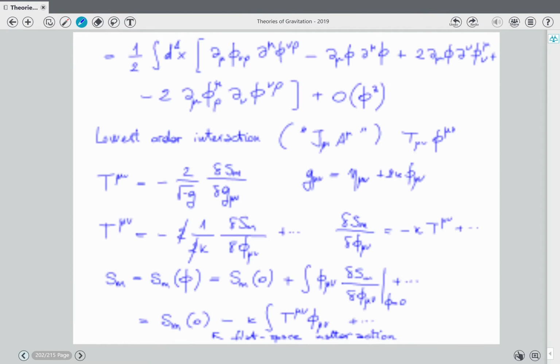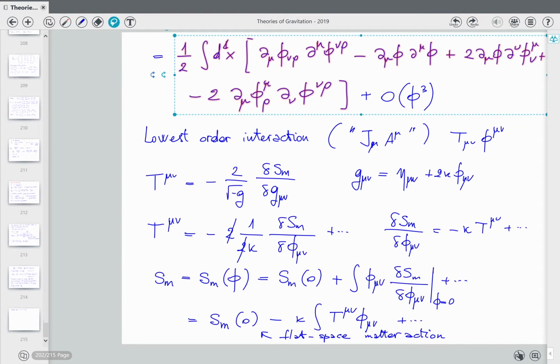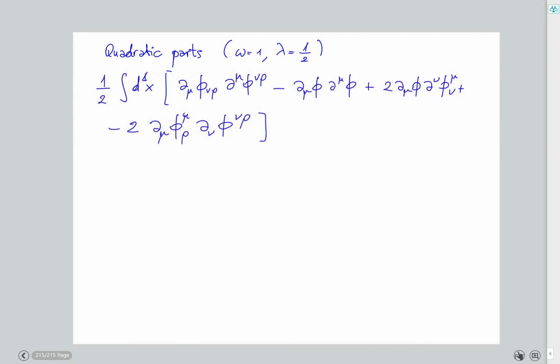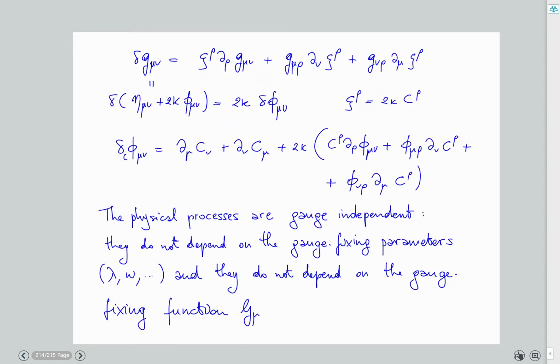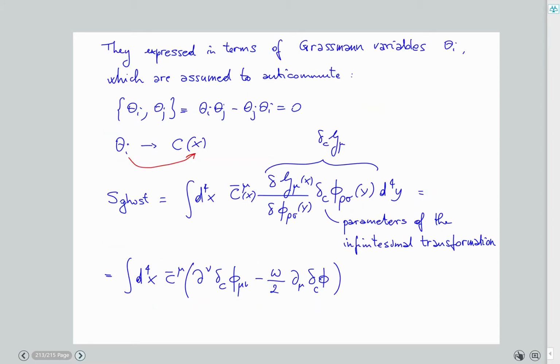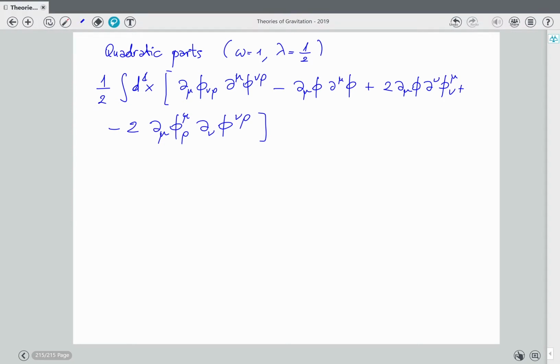So the quadratic part of the action is this one here. This one, and now you add what? 1 divided by 2 lambda, lambda is equal to 1/2, so you just add the square of the gauge fixing. Plus the square of the gauge fixing, and since there is a 1/2 outside, we have to add twice the square of the gauge fixing inside.